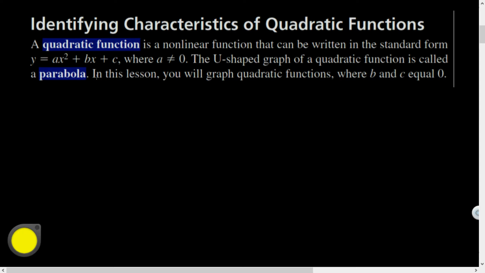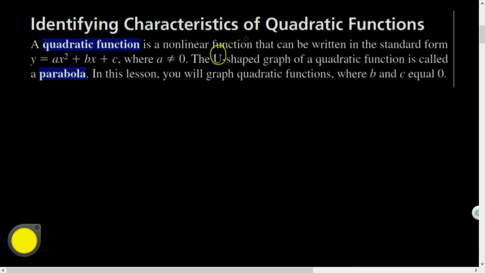And it can be written in standard form as y equals ax squared plus bx plus c, right? So there's a quadratic term here, where a is not equal to 0, because if that was 0, then the first term is 0, and then we're back to a linear function, mx plus b. The U-shaped graph of the quadratic function is called a parabola.